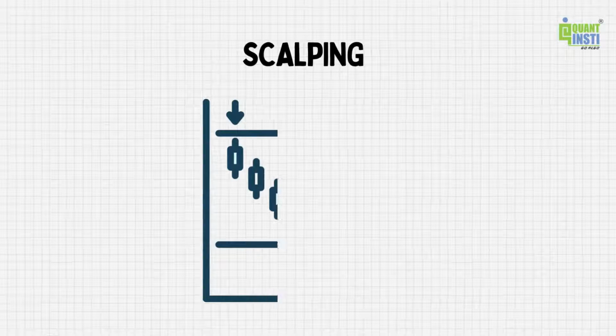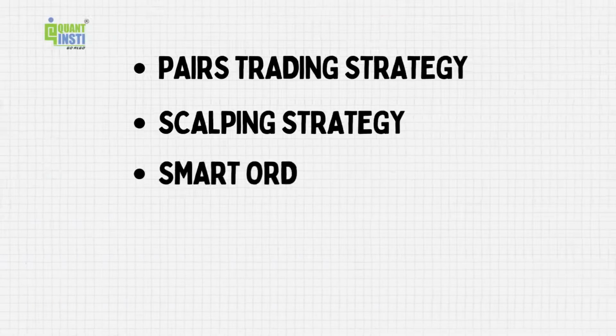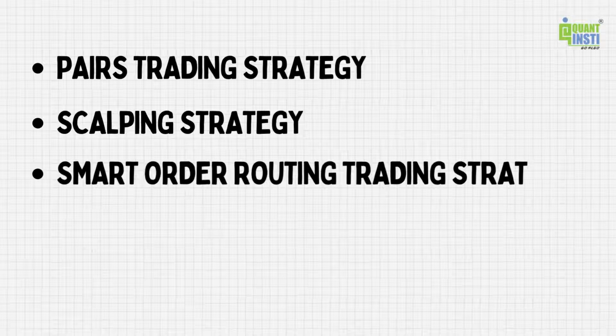The next strategy is scalping. Scalping involves making numerous small trades to capture small price differentials within a short period. Scalpers aim to profit from small price fluctuations and typically hold positions for a few seconds to minutes. An example of a scalping strategy is tape reading, where traders analyze the order flow and timing of trades to identify short-term opportunities.